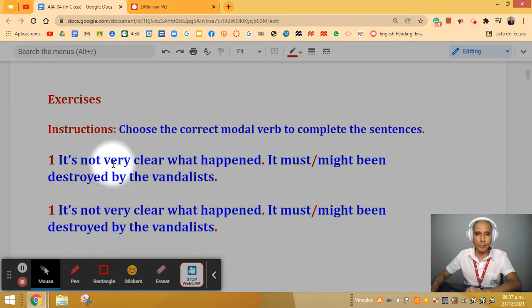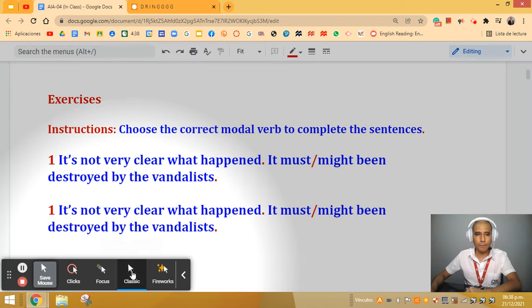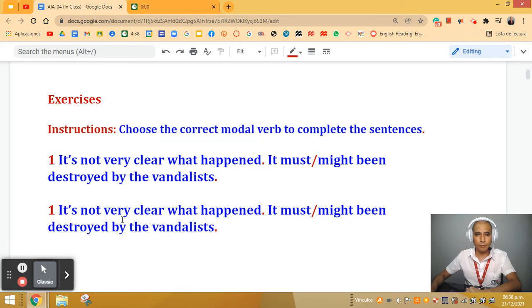Number 1 says it's not very clear what happened. It must, my first option. The second one would be might, been destroyed by the vandalists. Well, here what we have to do is identify the keywords. And the keywords are at the beginning of this exercise. Here, when it says, it's not very clear. Pay attention, please. If you check number 1, it says it's not very clear what happened.